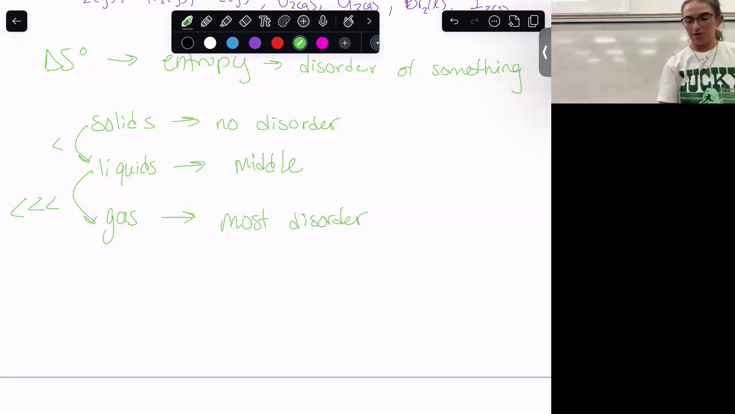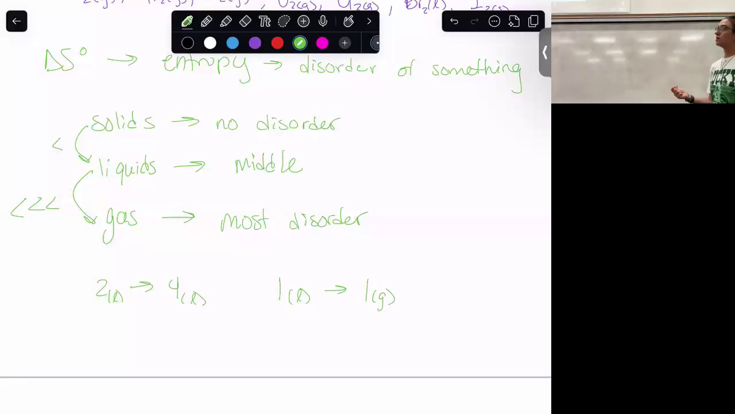So if you have 2 particles going to 4, or you have 1 particle that's in the liquid phase going to one particle at the gaseous phase, right? These are both liquid. 2 particles going to 4 particles in the liquid phase is going to have less disorder than that 1 particle going through a phase change, right? That 1 particle getting to the gaseous phase now has more disorder than any of those 4 liquid particles might have.